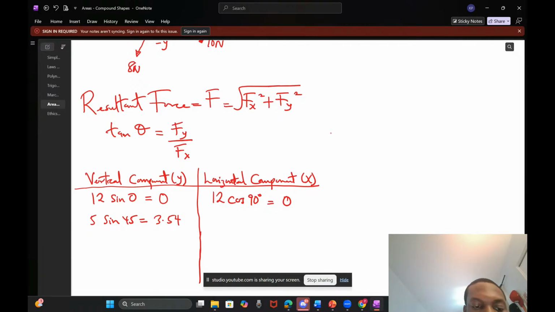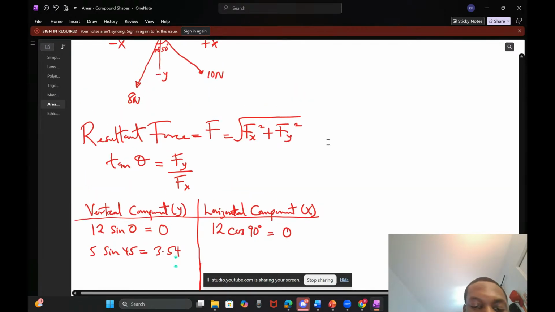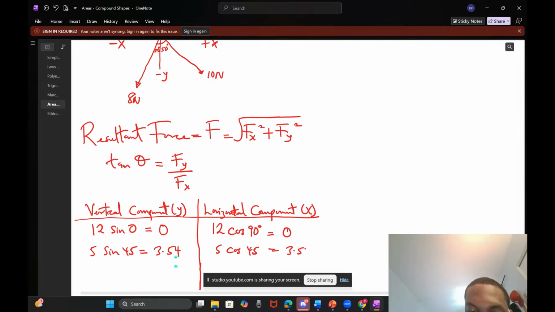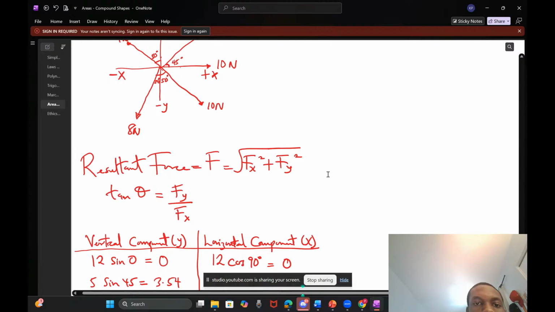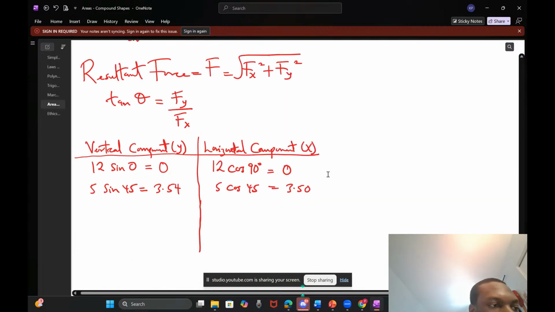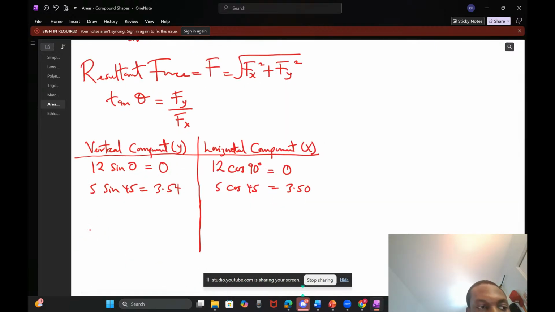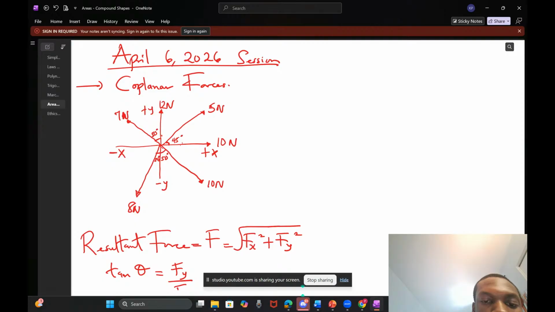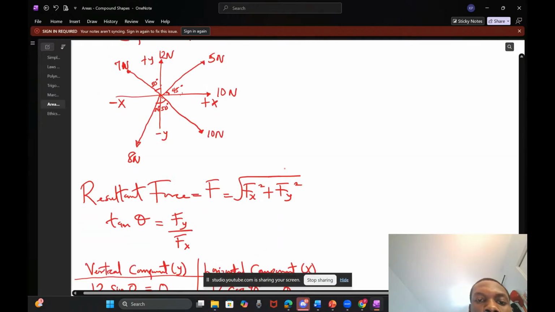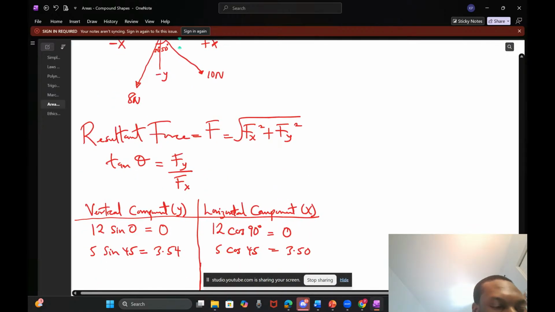Okay. And we're going to do the same. That will be 5 cos 45. It will also give us 3.54 because sine 45 and cos 45 are root 2 over 2. So now let's go to 10 newtons. So for the vertical component, the angle it will make with the x-axis, from this one to here, will be 90 degrees. Okay, so that will be 10 sine 90.